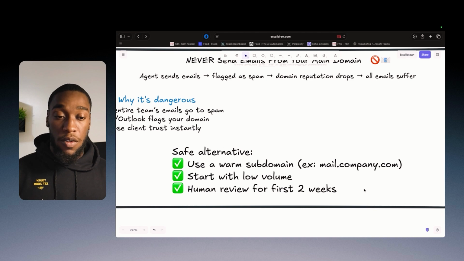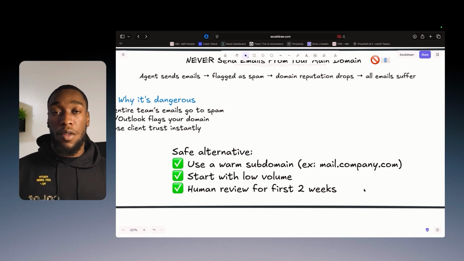What you would want to do also is review this with a human for the first 2 weeks and see where things are going before you make any permanent changes.